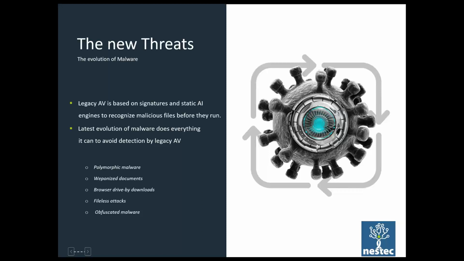So here we have mentioned only a few of the malware types that are pretty interesting and can actually avoid current antivirus technologies. We have polymorphic malware, which is malware that can detect when it is detected by antivirus and completely regenerate itself using different characteristics. Basically, they change their signature so that it's not detected by antivirus anymore.